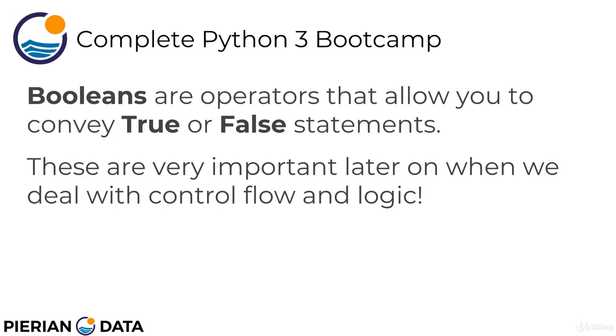Booleans, in case you're unfamiliar with this term, is basically a term used for operators that convey either true or false statements. And these are really important later on when we deal with control flow and logic, because lots of times we want to check if a certain condition has happened. In other words, if a certain condition is true in order to execute some code. For example, you may want to check, hey, is my pool empty? If that is true, then go ahead and turn on the water to fill up the pool, or other things of that nature. So that's why Booleans are really important.